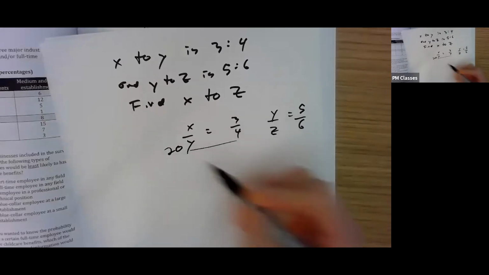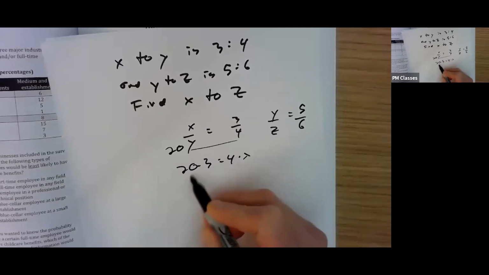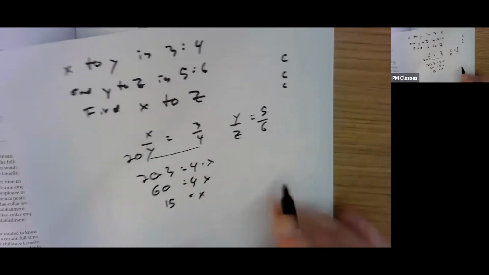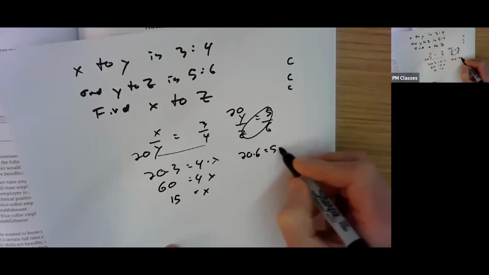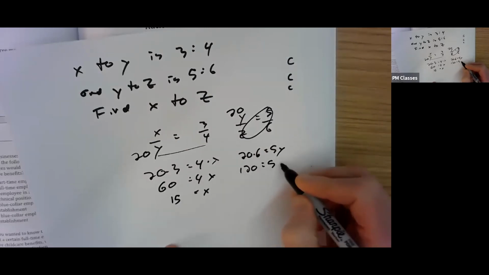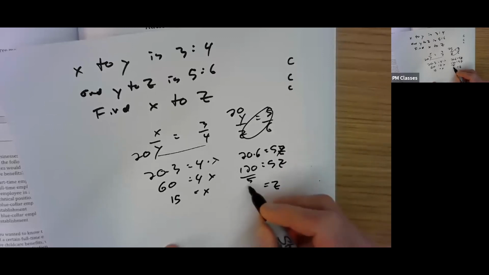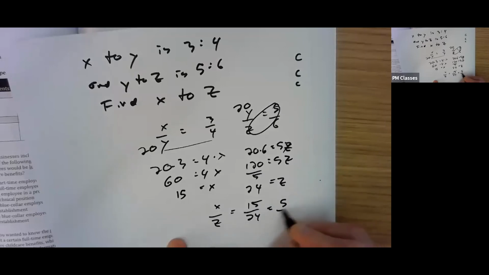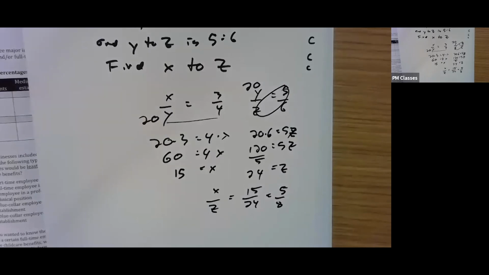So if this is 20, if we cross multiply, 20 times 3, 4 times X, so 60 is 4X, so X should be 15. And then same number here. 20 times 6, cross multiply, 5 times Z, 120 is 5 times Z, my mistake. Divide by 5, Z would be, what is that, 24? So X to Z is 15 to 24. That will simplify and be 5 over 8. Okay? Pretty useful tool. They like this a lot.